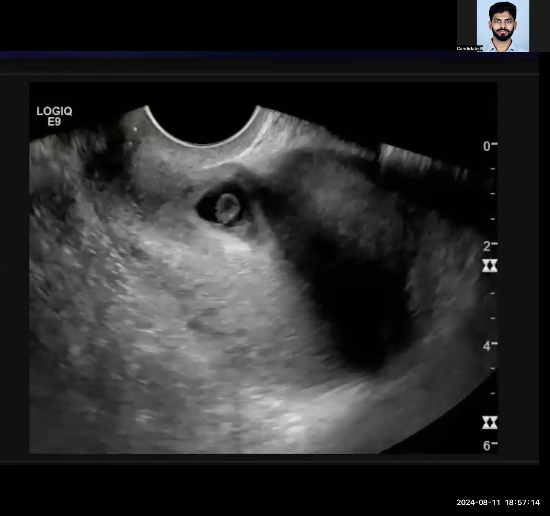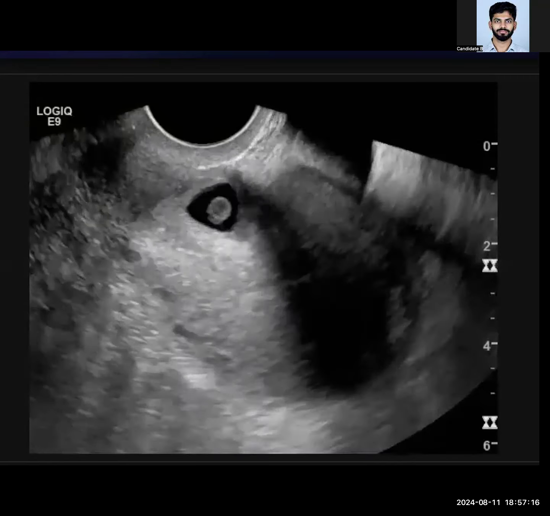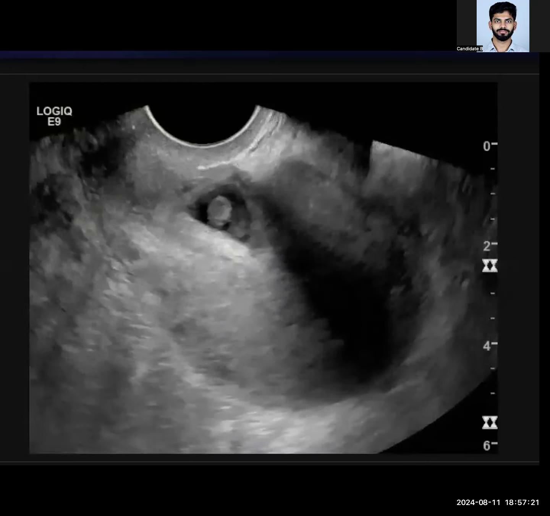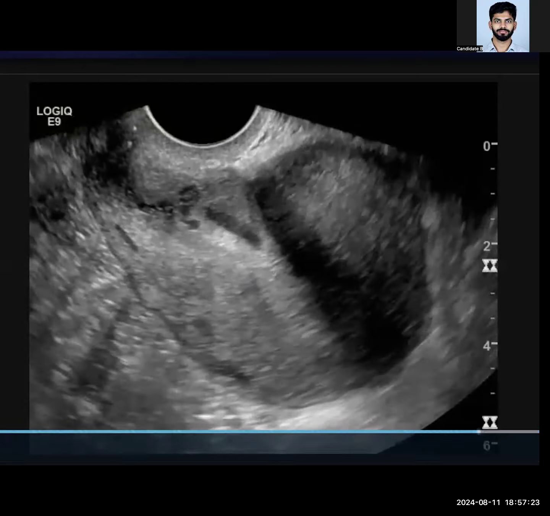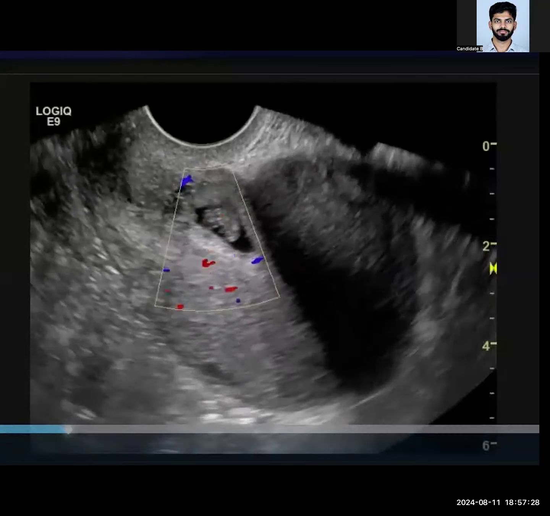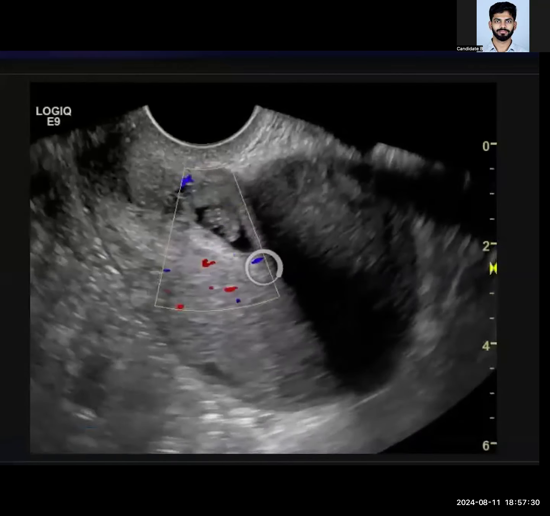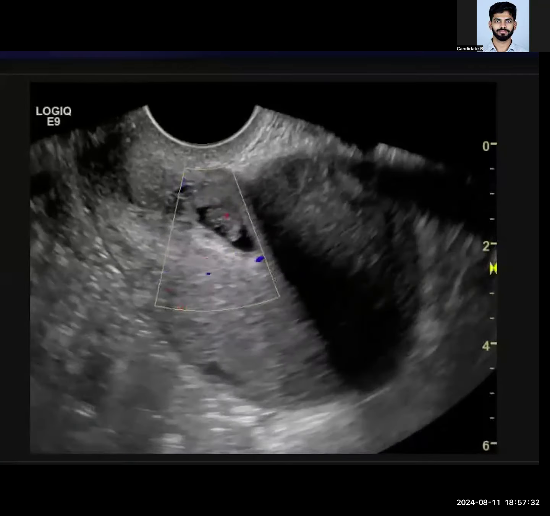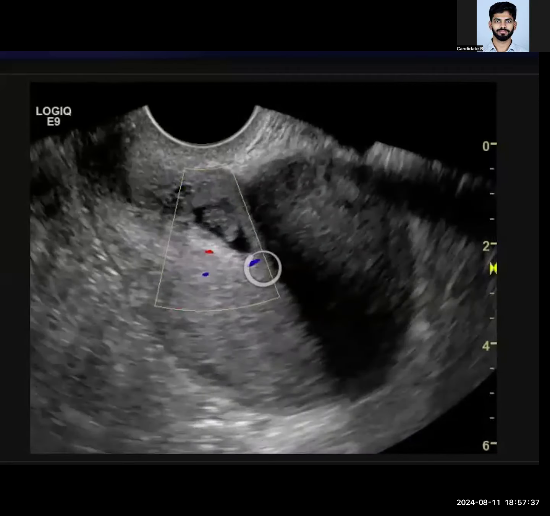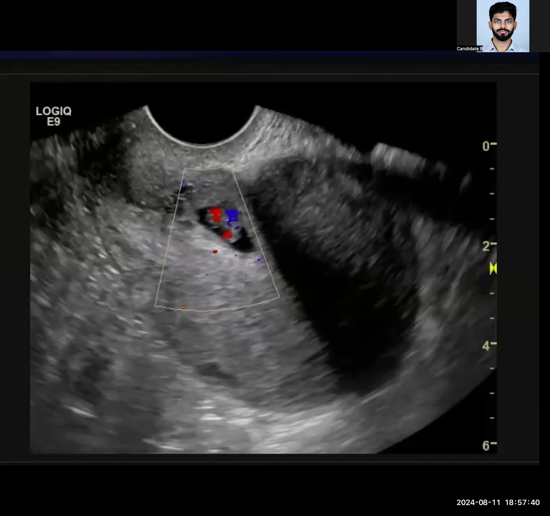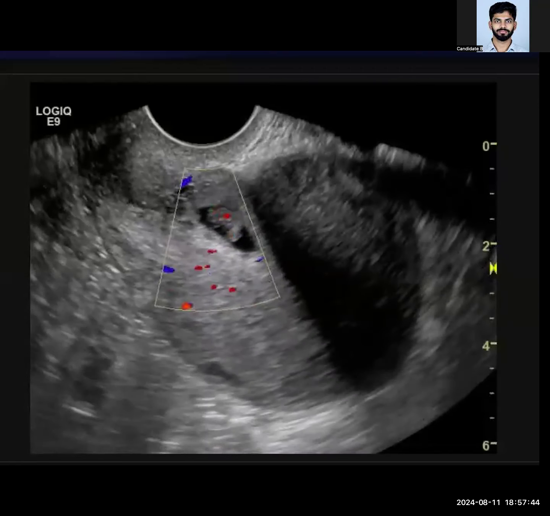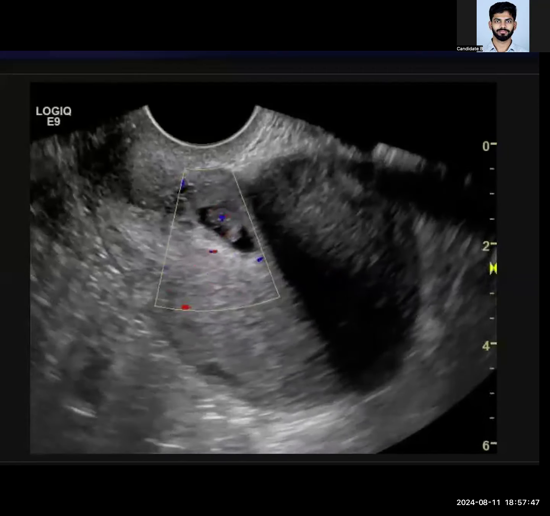In my routine practice, I would check the crown rump length of the embryo, the fetal pole, to confirm the period of amenorrhea and the gestational period. I would also check with the Dopplers. I can see that Doppler signals showing color uptake and possible cardiac activity. So this is an emergency. I would immediately take up my phone and inform the gynec on-call person regarding this. This is a scar ectopic pregnancy.